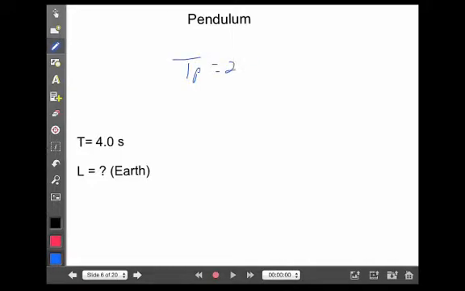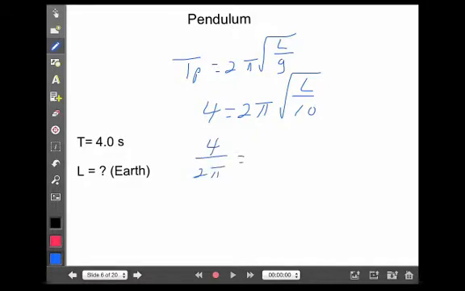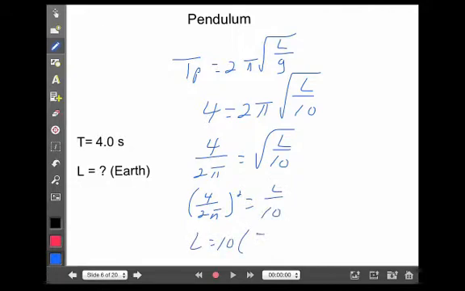Well, period of a pendulum, 2 pi, square root of L over g. Now we're looking at that length. It's under that square root, so some algebra is going to be involved here. Period is 4. Gravity on Earth is 10. Let's divide by 2 pi. Square both sides. And then multiply by 10. And that means I need a little more than a 4-meter long string, so a really long string, in order to create a pendulum that would last 4 seconds in terms of period on Earth.